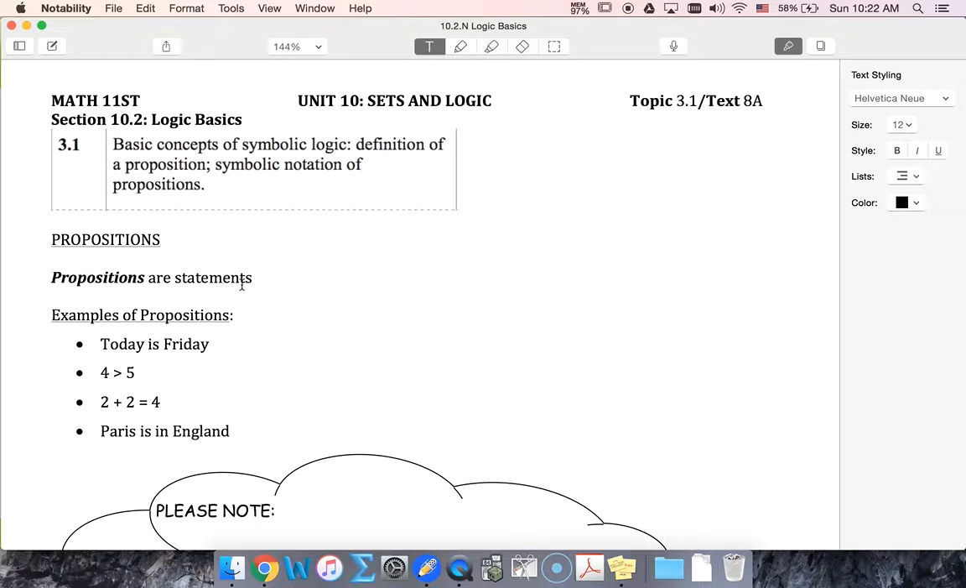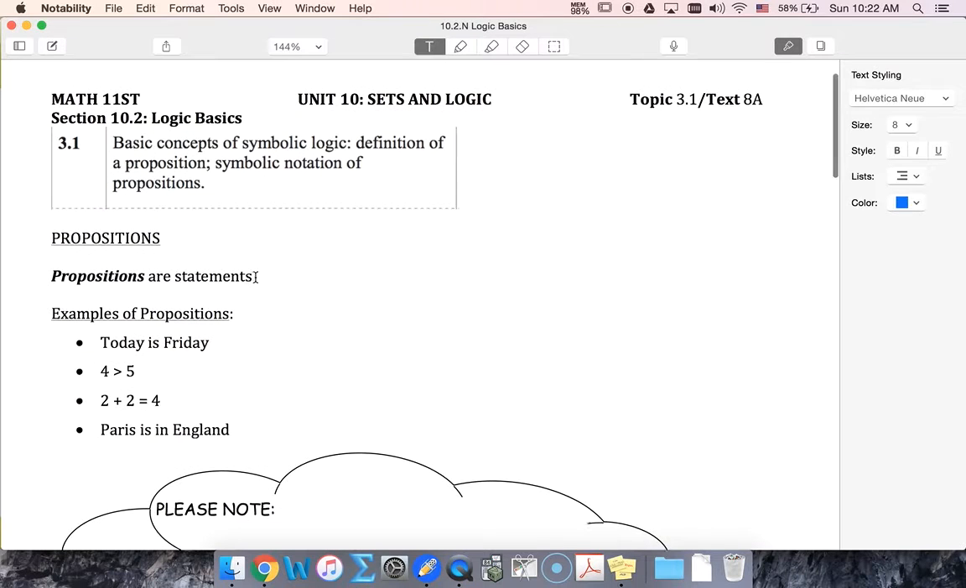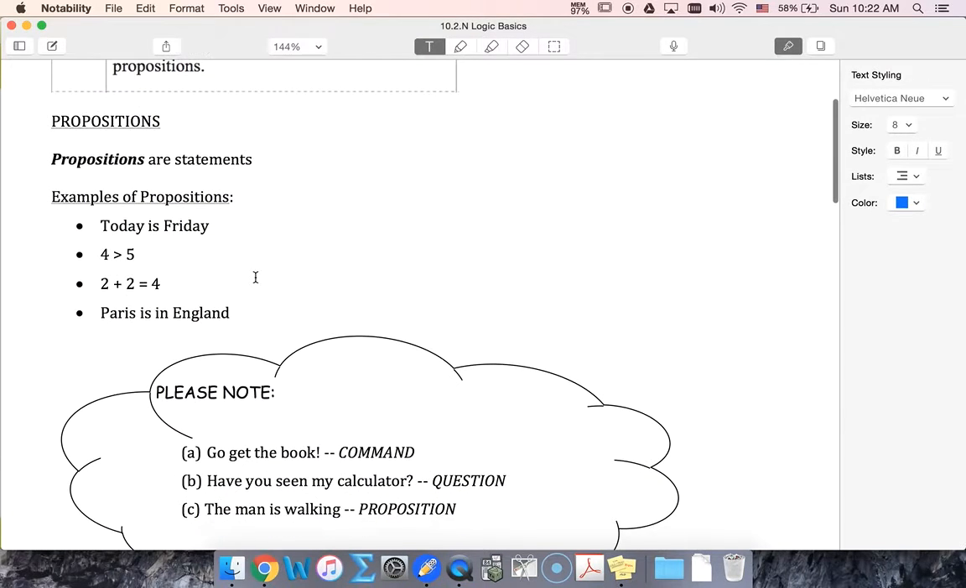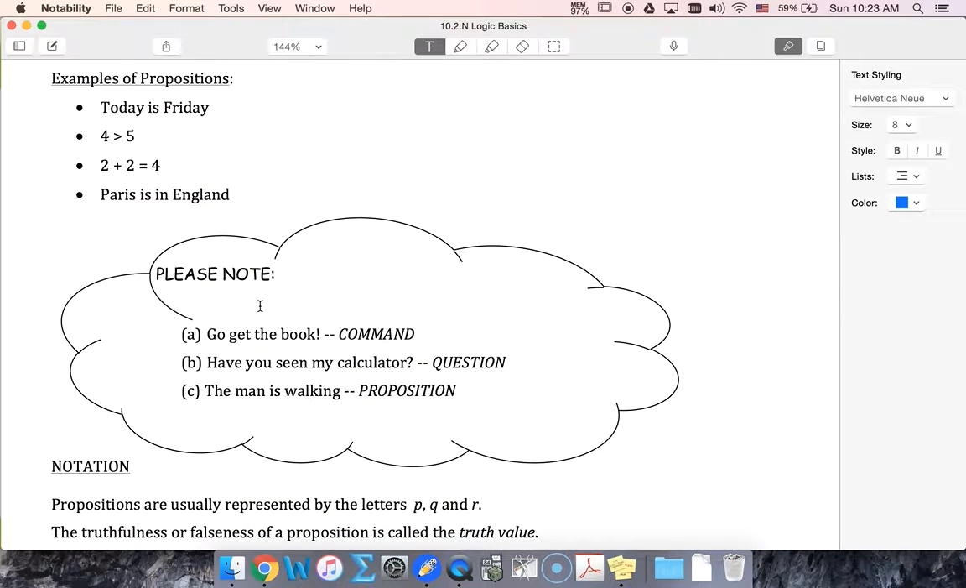Propositions are statements. Remember from your English classes that statements are going to end with periods or could be thought of as sentences. So propositions: today is Friday, 4 is greater than 5, 2 plus 2 equals 4, Paris is in England. Notice a proposition is not a command. A command would be like me telling you to go get the book. A question: have you seen my calculator? A proposition is a statement, a single sentence: the man is walking.